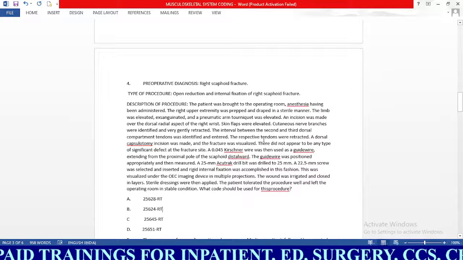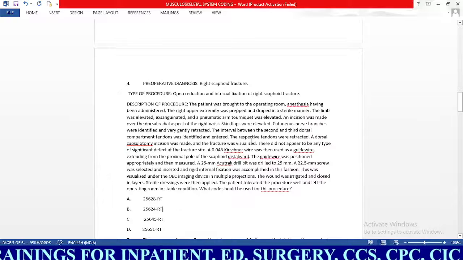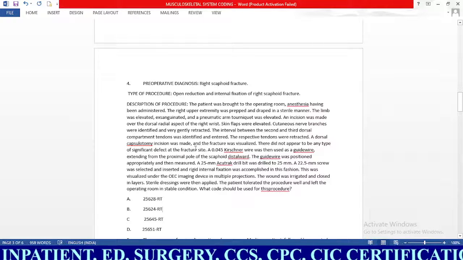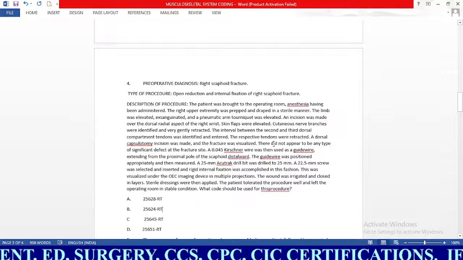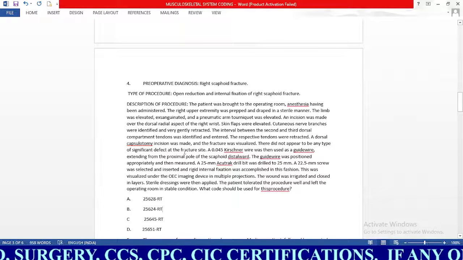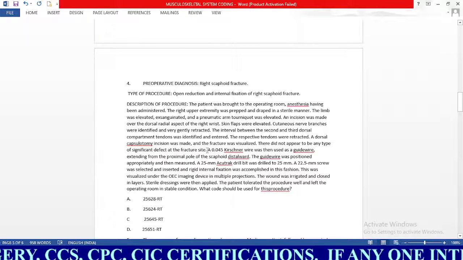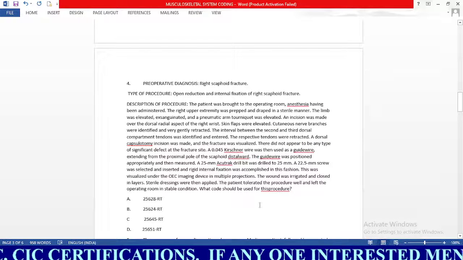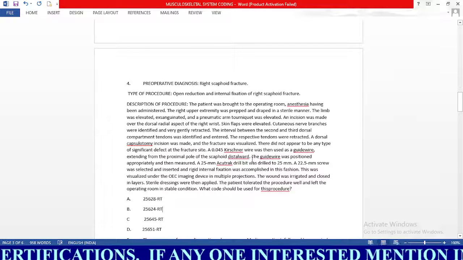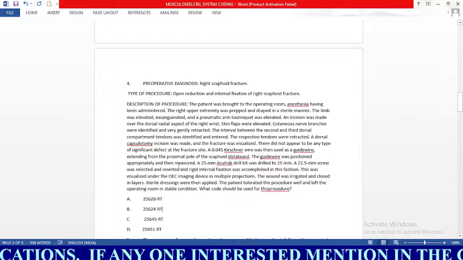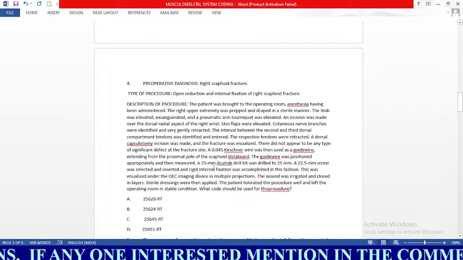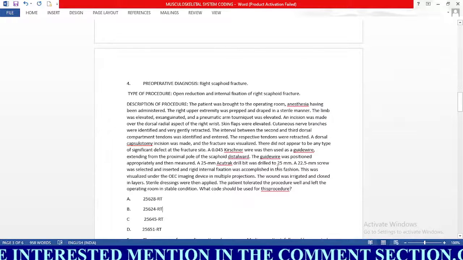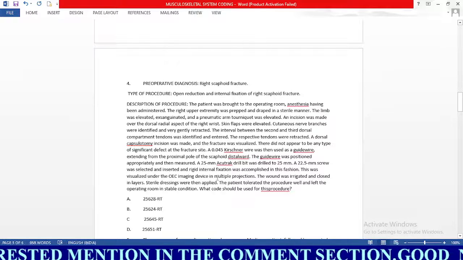The interval between the second and third dorsal compartment tendons was identified and entered. The respective tendons were retracted. A dorsal capsulotomy incision was made and the fracture was visualized. There did not appear to be any significant defect at the fracture site. A 0.045 wire, this is also a very important keyword here, you need to remember, was then used as a guide wire extending from the proximal pole of the scaphoid distalward. The guide wire was positioned appropriately and then measured. A 25 mm AccuTrack drill bit was used to drill to 25 mm. A 22.5, okay, these are very common.